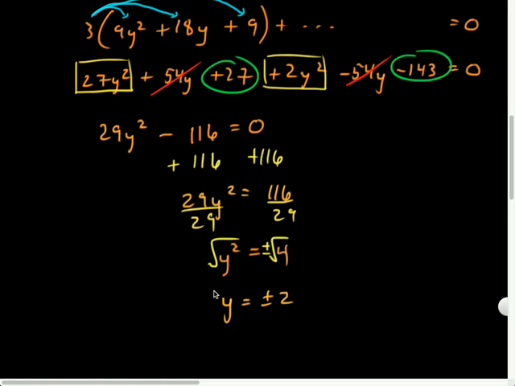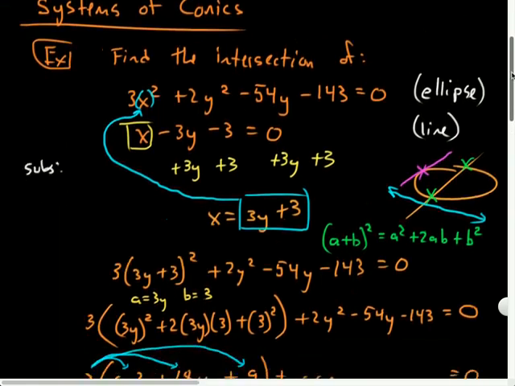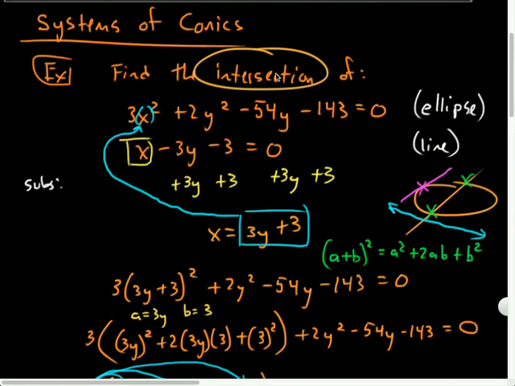Does that still count? I don't know. So let's see. Y equals plus or minus 2. Okay, what were we solving again? What is y? What is this related to? This is related to an intersection of an ellipse and a line.